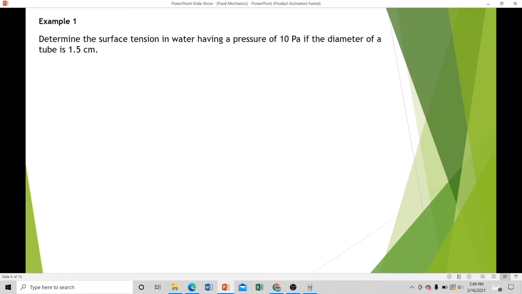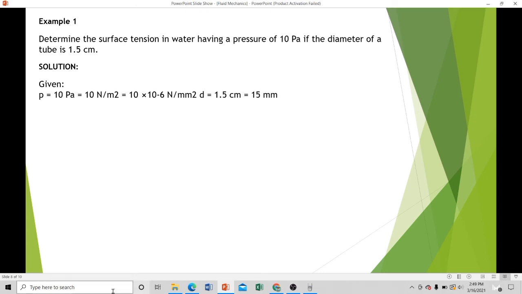Example number 1. Determine the surface tension in water having a pressure of 10 Pascal if the diameter of a tube is 1.5 centimeter. For the solution, we have the given data. P equals 10 Pascal or 10 Newton per meter squared, or equivalent to 10 times 10 to the power of negative 6 Newton per millimeter squared. And D equals 1.5 centimeter, or equivalent to 15 millimeter.